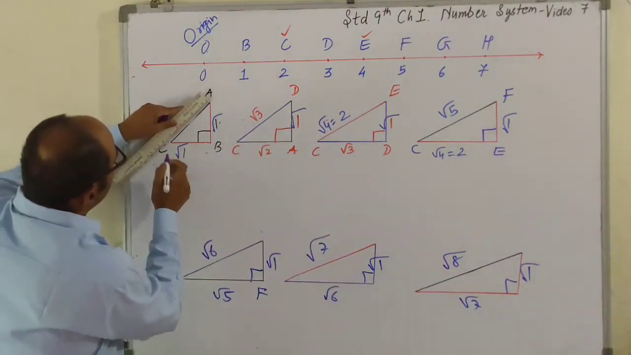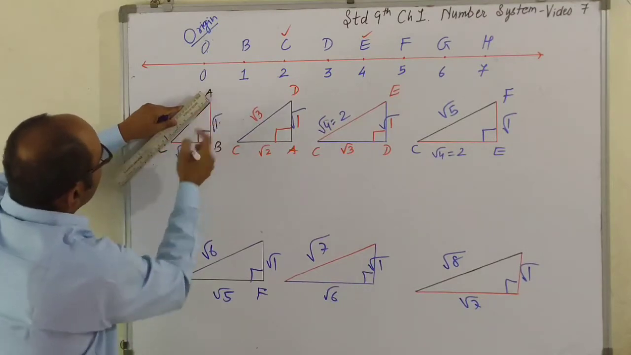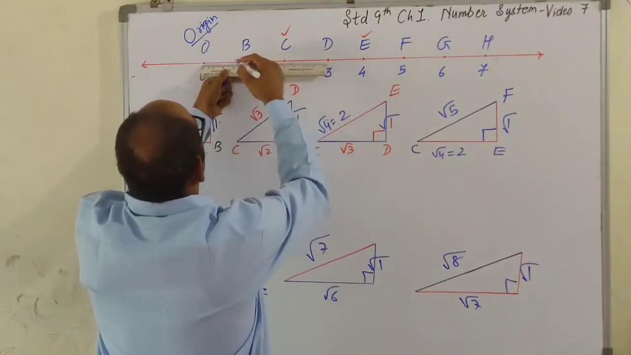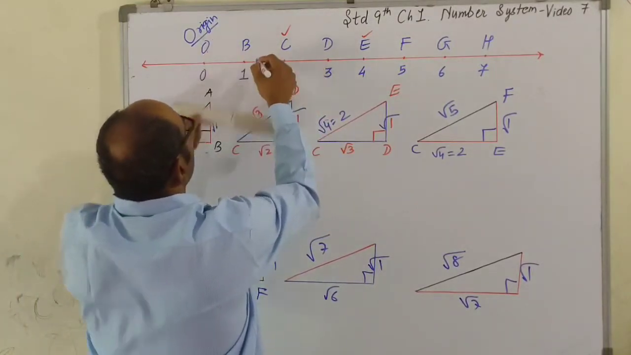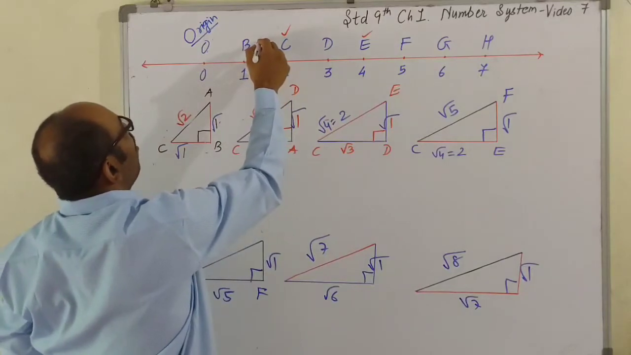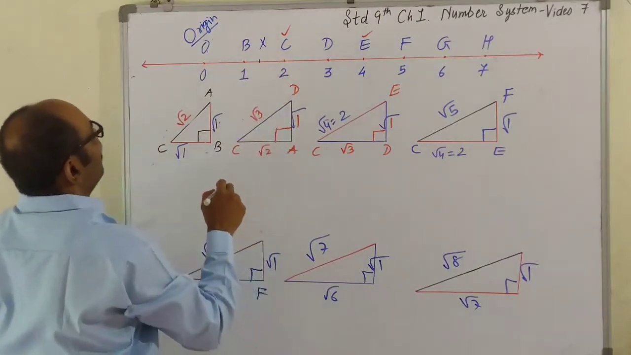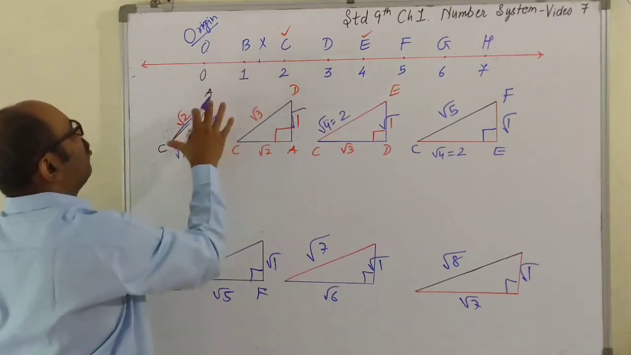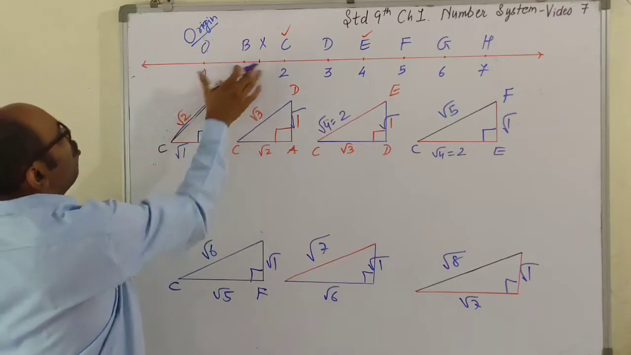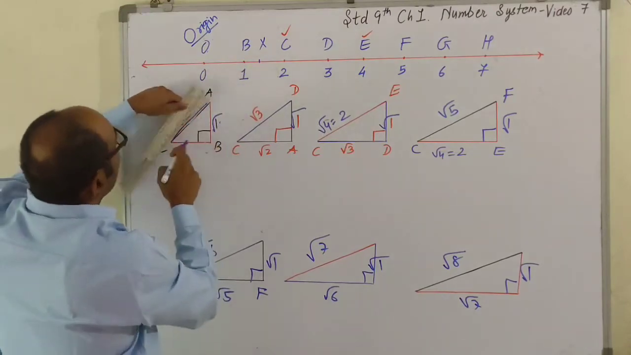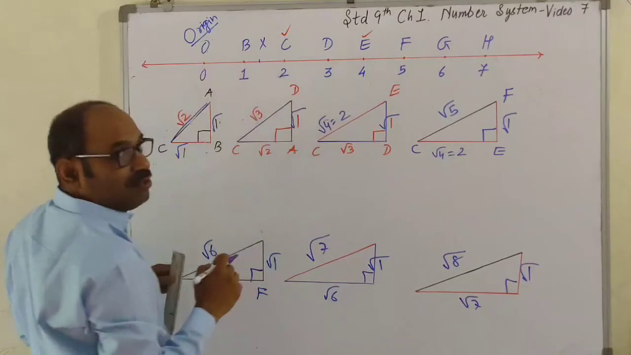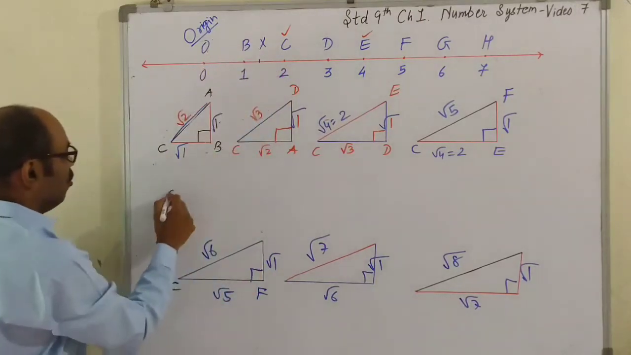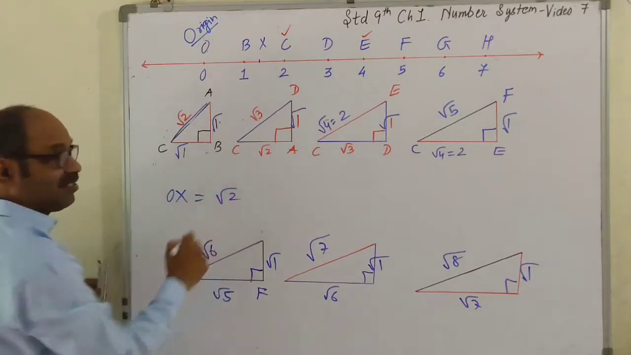From here to here is root 2 units. I project it here, from here to here. This is point X. AC is root 2 and OX is also root 2, both are the same. Look, AC is root 2 and OX is also root 2. OX, the distance, is root 2.